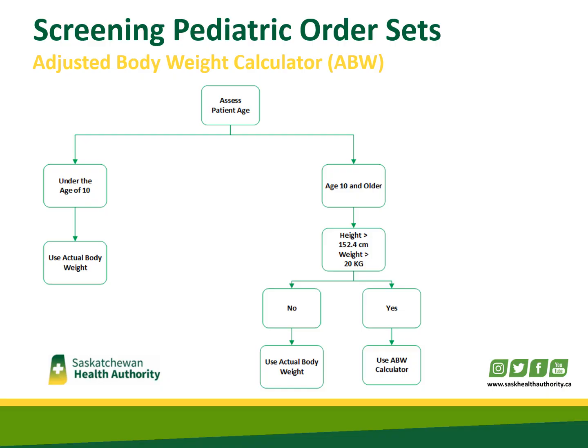In order to use the calculator, the patient does have to be age 10 and older. They have to meet that minimum height requirement of 152.4 centimeters, and they have to be at least 20 kilograms. So if they fit that criteria, then they can use that calculator. And then the only difference with the calculator is how the dose is rounded, and we will talk about that next.